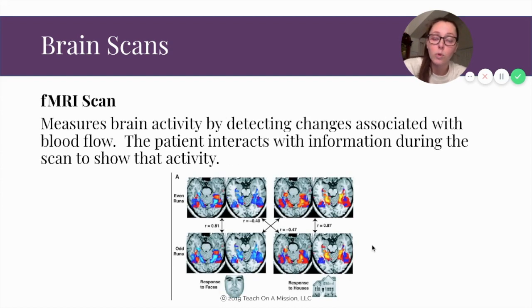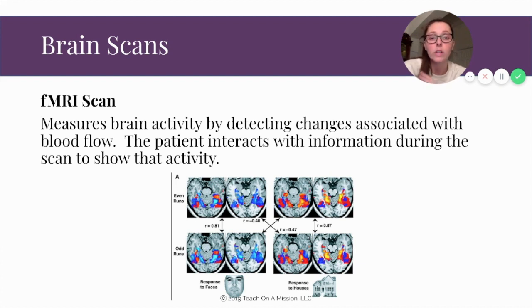Now, there's another one that's similar. We have a functional MRI with that lowercase f in front. Now, this is going to measure something a little bit different. You're still going to be in that tube that they put you in for an MRI, but this is going to detect changes in the brain associated with blood flow.